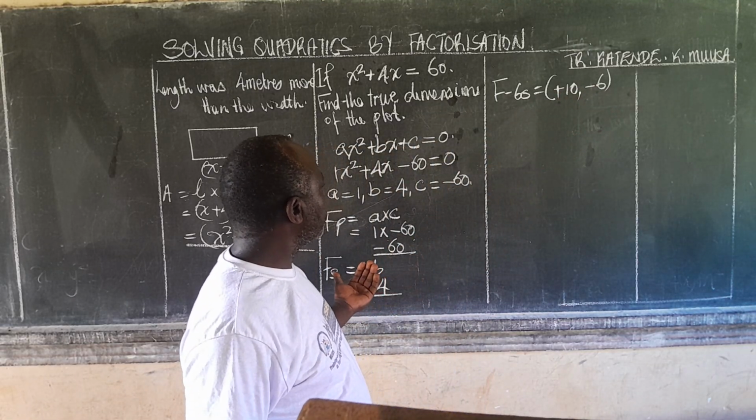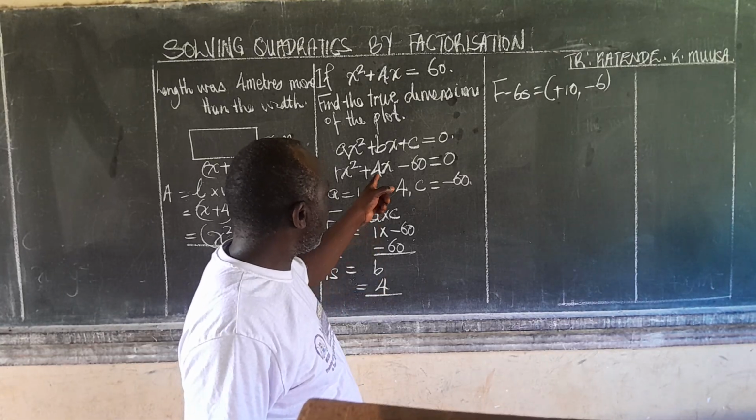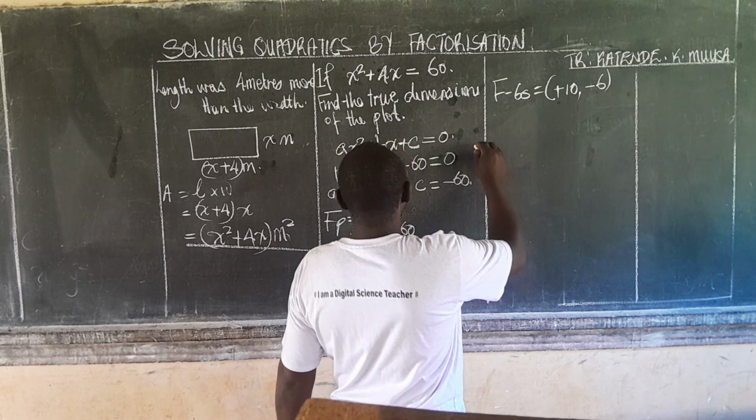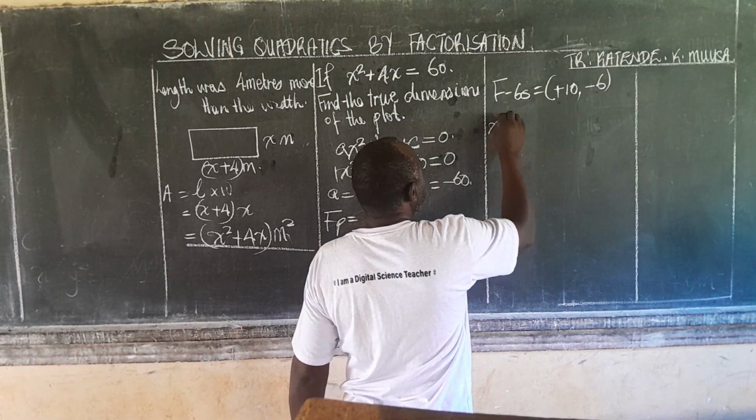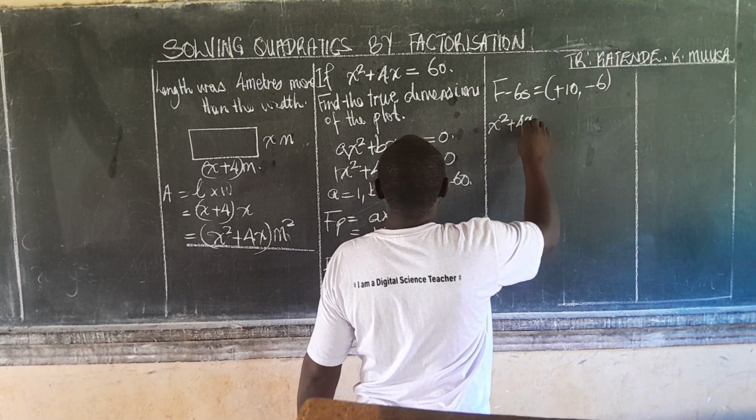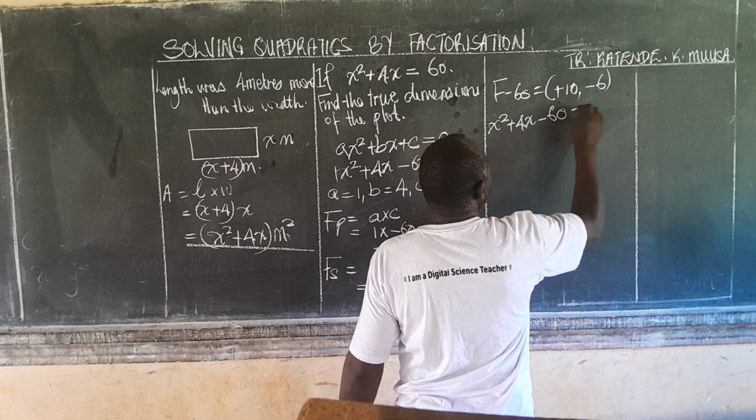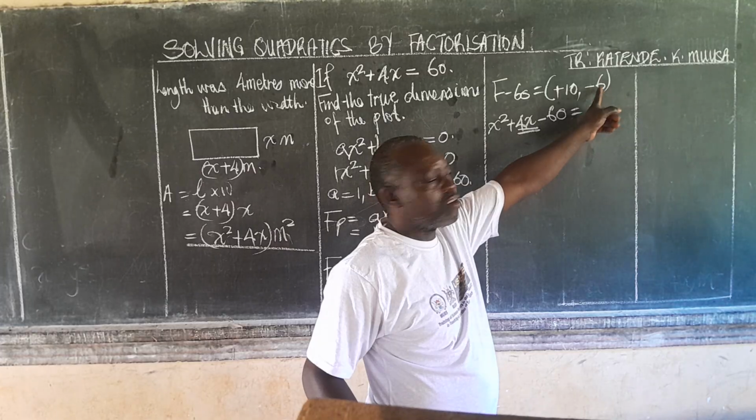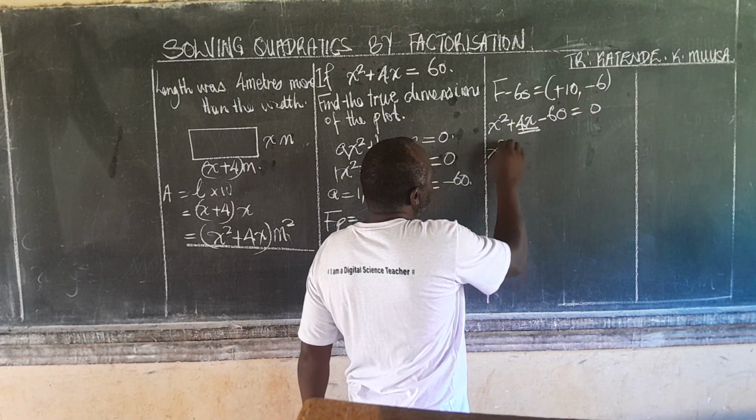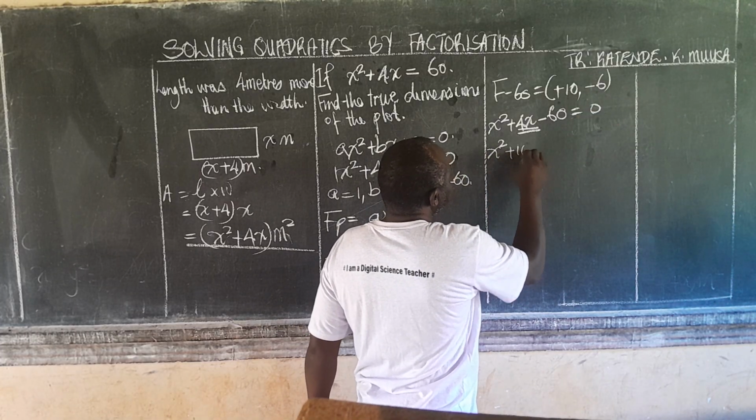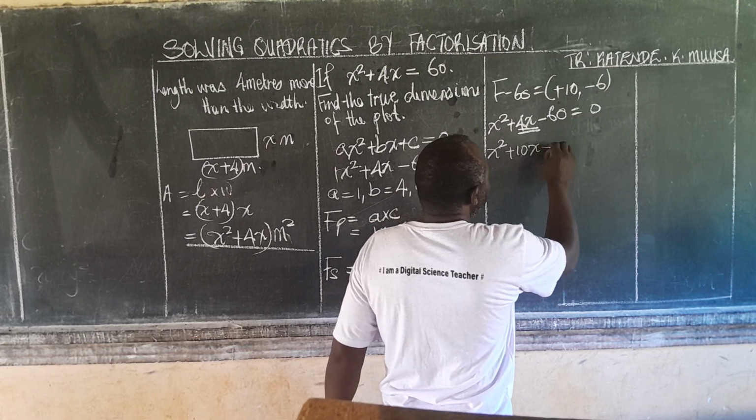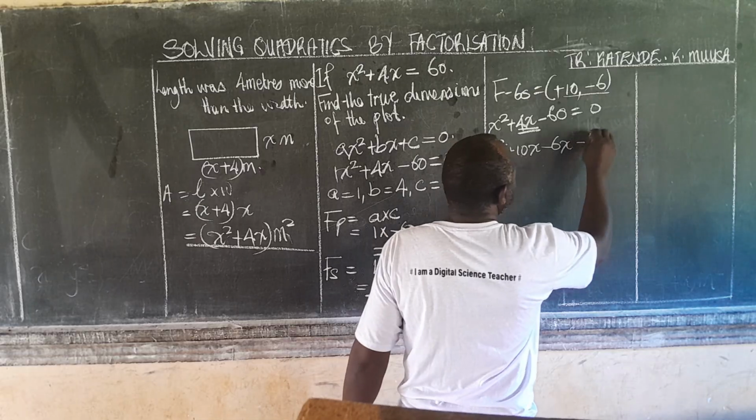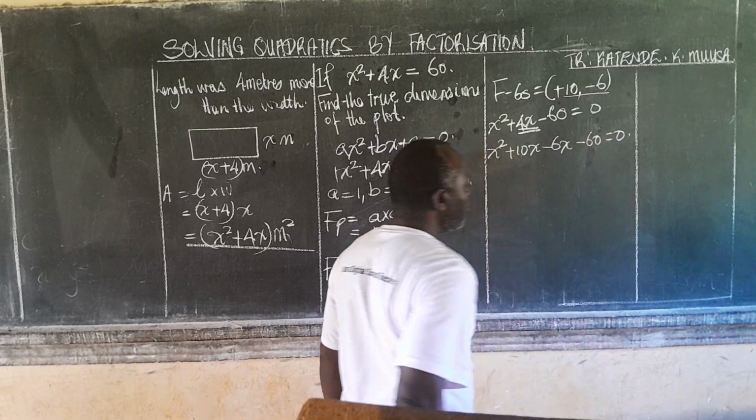Therefore, what we have to do next is to express 4x in terms of positive 10 and negative 6. So we are going to have our equation as x squared plus 4x minus 60 equals 0. Now we are going to express this in terms of positive 10 and negative 6. So we are having x squared plus 10x minus 6x, these are the ones we are using, minus 60 equals 0.